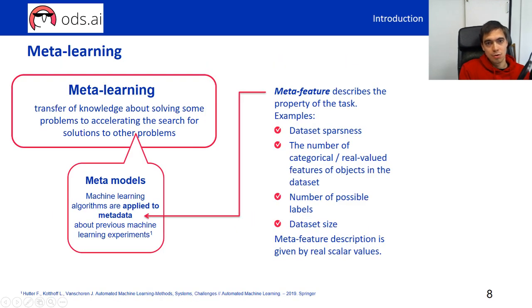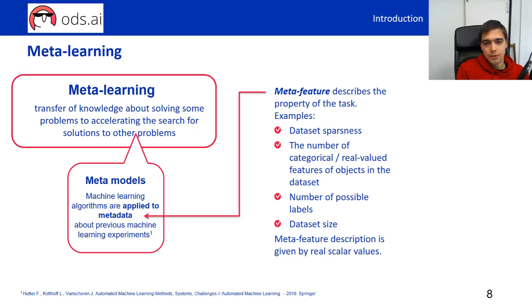Okay, then we turn to the definition of meta learning. Broadly speaking, meta learning refers to a set of approaches, methods, and techniques aimed at transferring knowledge about solving some problems to accelerate the search for solutions to other problems. In a narrow sense, meta learning refers to the use of meta models, an approach for solving the problem of choosing algorithms in which machine learning algorithms are applied to metadata about the previous machine learning experiments conducted.